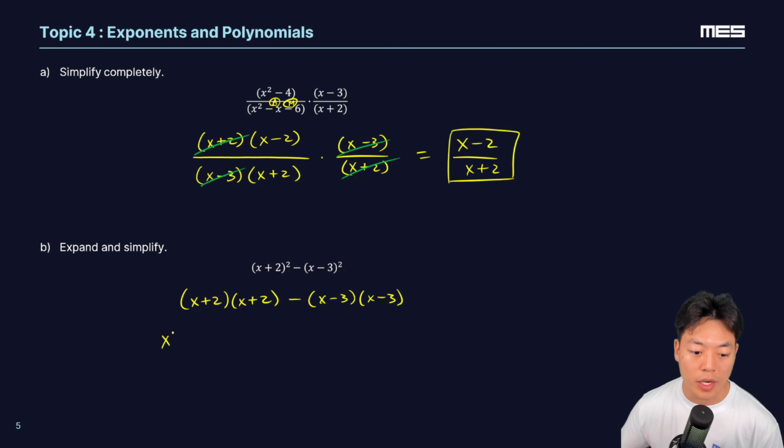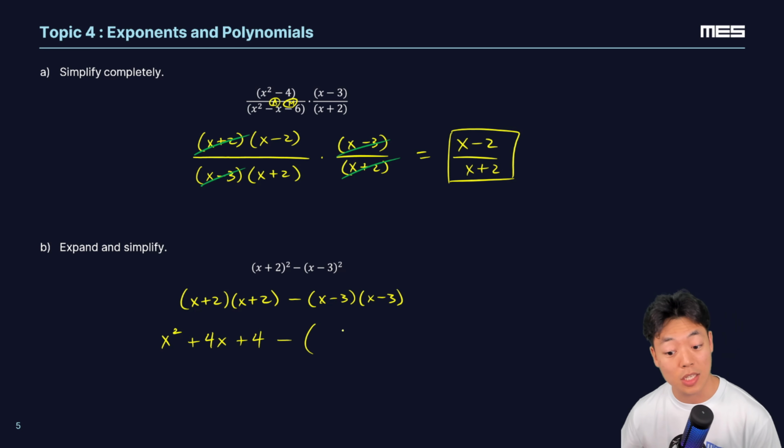X times x is x squared. x times 2 is 2x. Don't forget the inner 2x as well. So 2x plus 2x is 4x, and 2 times 2 is 4. Minus. I'm going to put parentheses here because I'm going to have to distribute this negative into all the terms in the parentheses here. I have x squared.